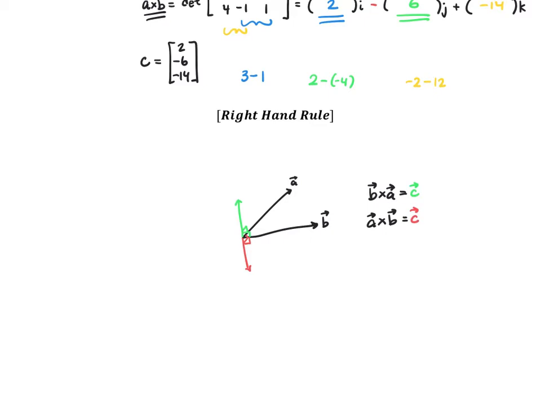Hopefully that made sense. But you always use your right hand, always put your middle finger on the vector you're starting with and rotate it toward the vector you're headed or crossing it with. And whichever direction your thumb points, using your right hand, that'll be the direction of that normal vector, right? That resultant. That's the right hand rule. All right, let's continue.